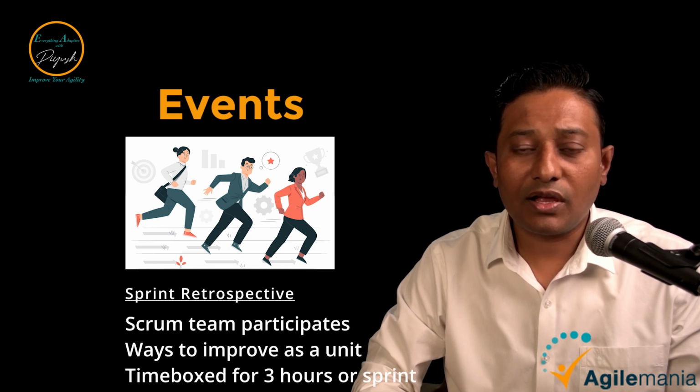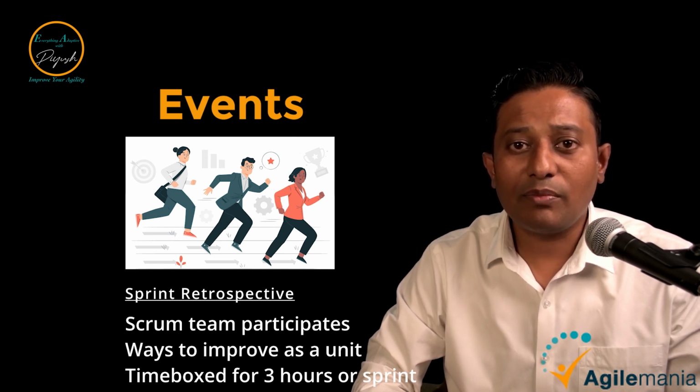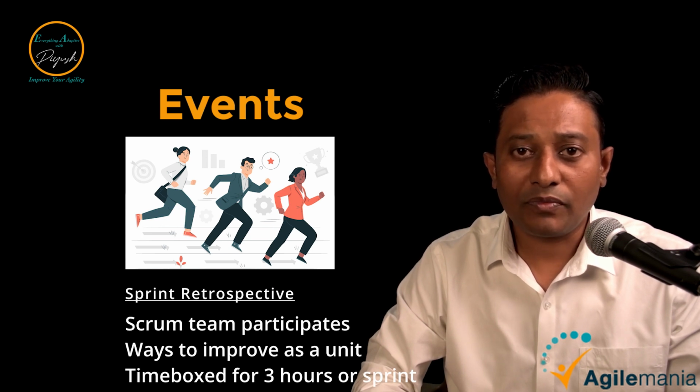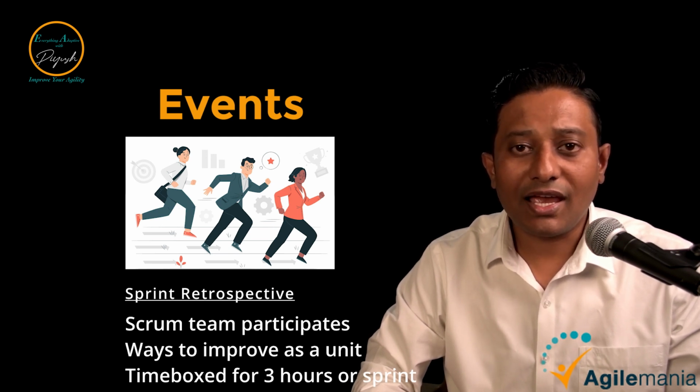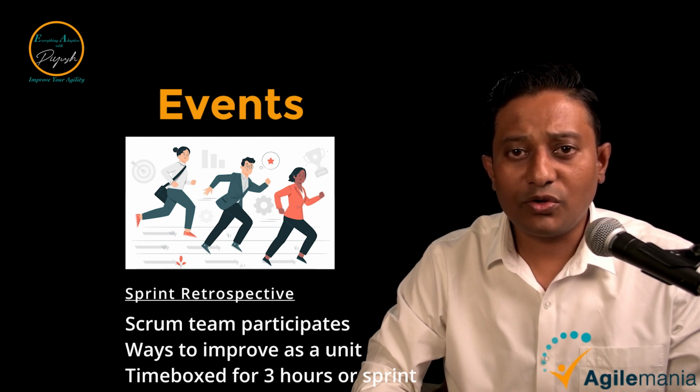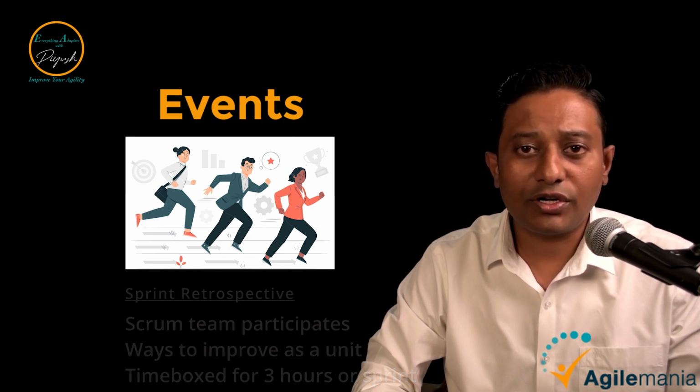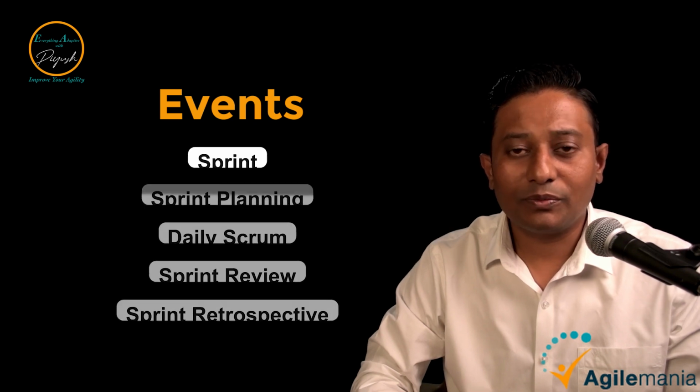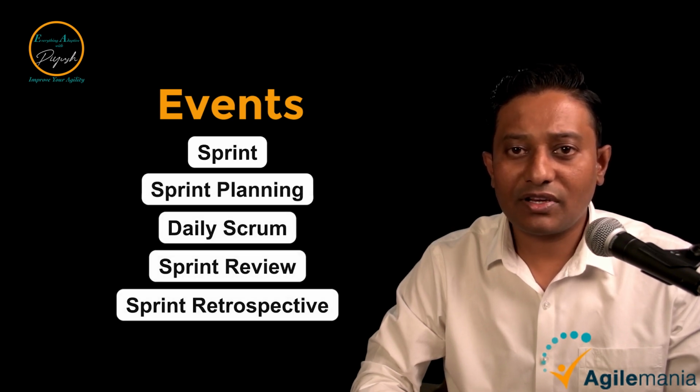They try to figure out, are there any actionable improvements that they can take back as a team and become an effective unit. This event is time boxed for 3 hours or less for a 1 month sprint, and usually will be shorter for shorter duration of sprints. So these are the 5 events of Scrum.